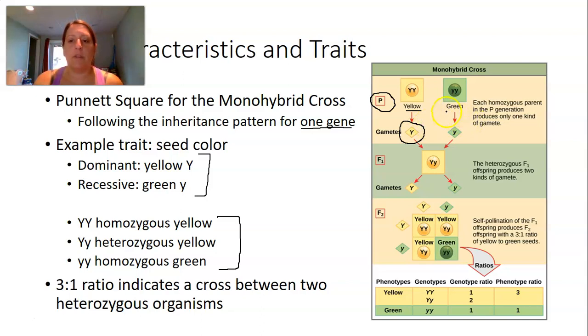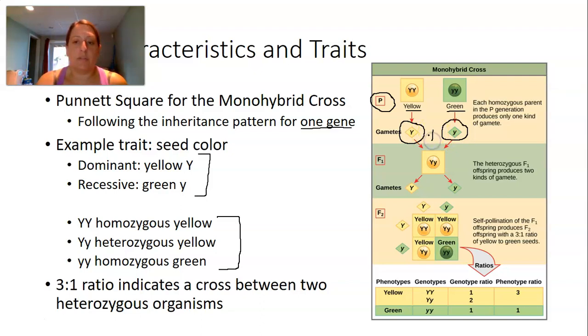Same thing if we come over here to the green pea producing plants. These are true breeding parents. So the only color pea that's being produced is green peas. And so when meiosis occurs in this individual, again, the only gamete that could possibly be produced are little y gametes, the recessive allele. Okay, so now you've got gametes here coming together.